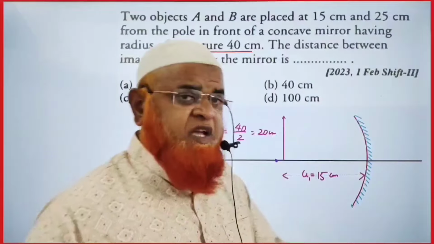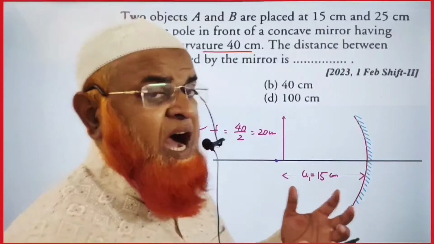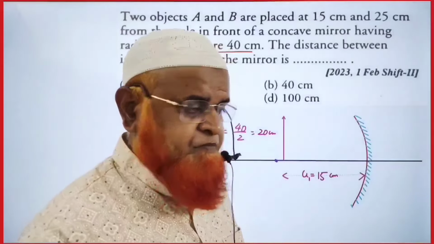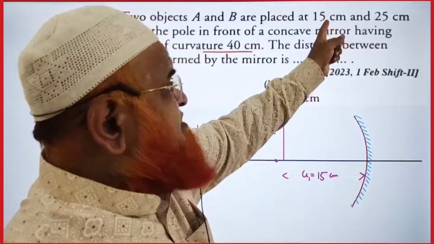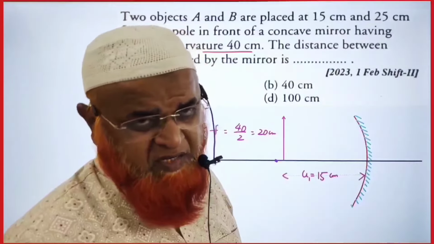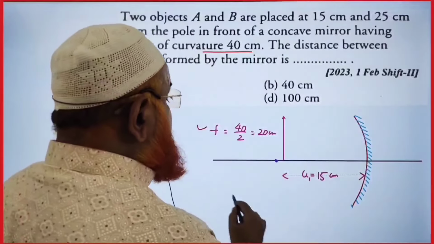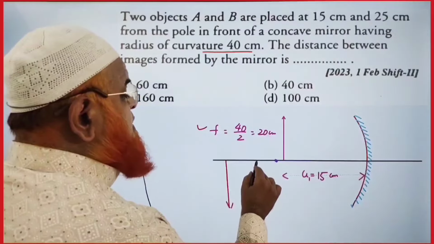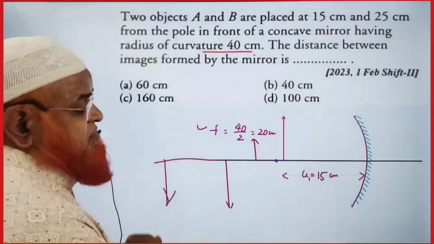If the radius of curvature is 40 centimeters, then focal length is going to be half of the radius of curvature, that is 20 centimeters. And now, object is placed at 15 centimeters first, and then it is placed at 25 centimeters. Okay? So, if object is placed at 15 centimeters, you may get the image somewhere here. And if an object is placed at 25 centimeters, you may get image somewhere here.